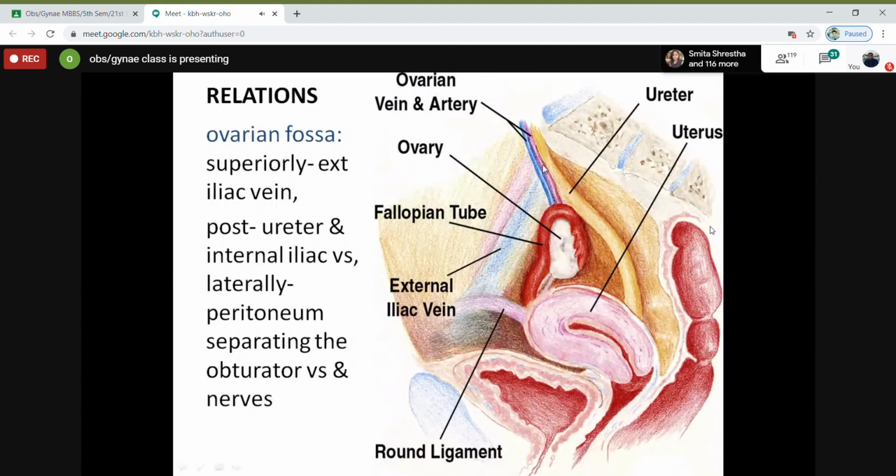Posteriorly you have the ureter. So you can see the ureter here. That is the ureter and the internal iliac vessels. And laterally, obviously, the peritoneum will be separating it from the obturator vessels and nerves. It is lying in the ovarian fossa.